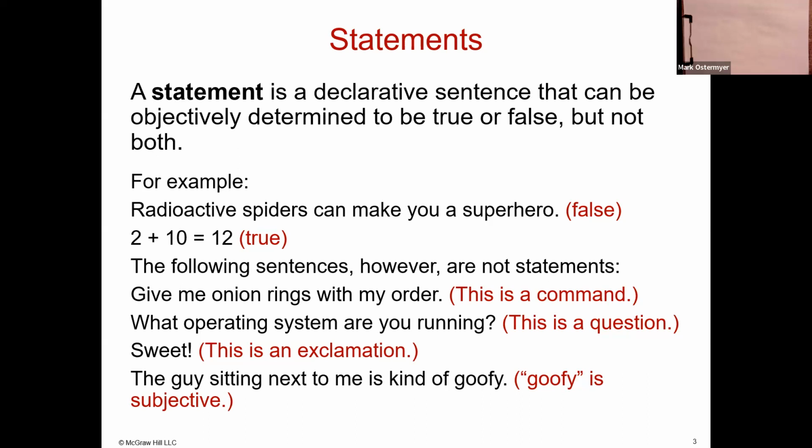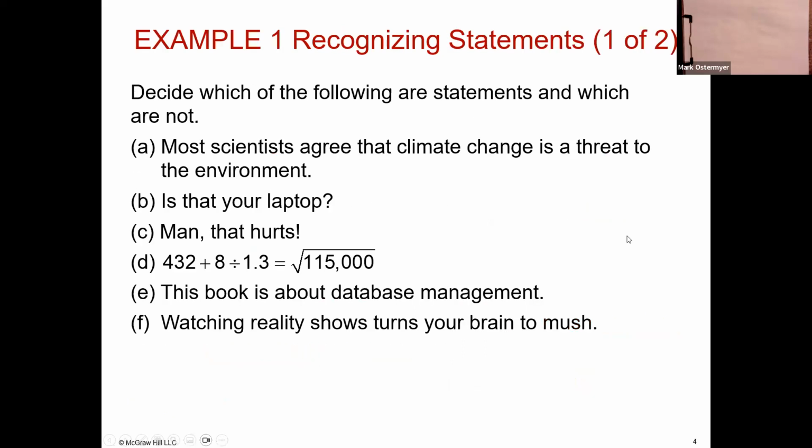The guy sitting next to me is kind of goofy. Well, that is not a statement because there's no objectivity in defining clearly what goofy means. Goofy could mean one thing to someone and something else to somebody else. So that is not a statement. Right. So decide which of the following are statements and which are not statements.